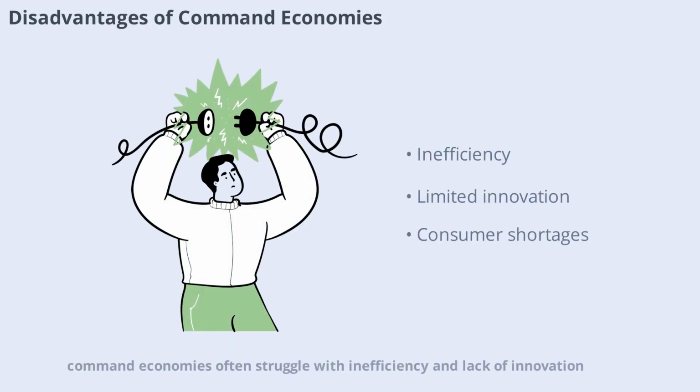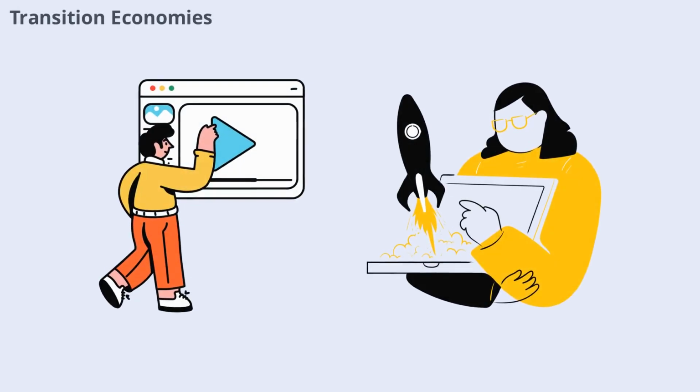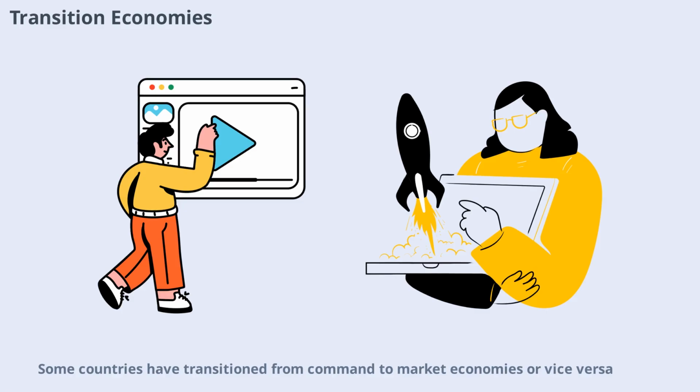However, command economies often struggle with inefficiency and lack of innovation. Central planners may not have enough information to allocate resources effectively, leading to shortages or surpluses. The lack of competition can reduce incentives for businesses to improve quality or lower costs, and consumers may have limited choices. Some countries have transitioned from command to market economies or vice versa.